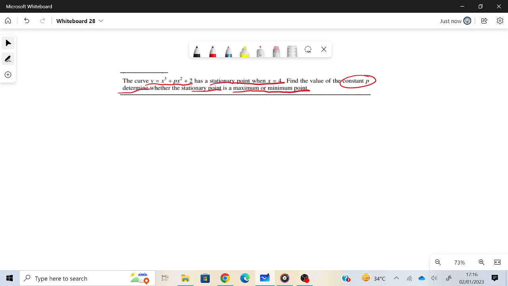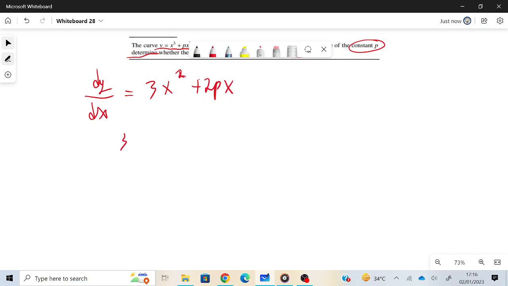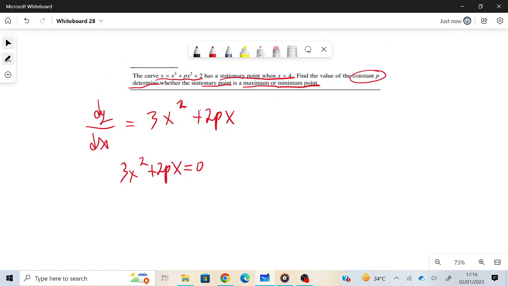First things first, let's try and differentiate our y. This would be dy/dx equals 3x squared plus 2px. Now it said that it has a stationary point. That means the stationary point is present, so it's safe to say that 3x squared plus 2px is equal to 0. And it said it has a stationary point when x is 4.